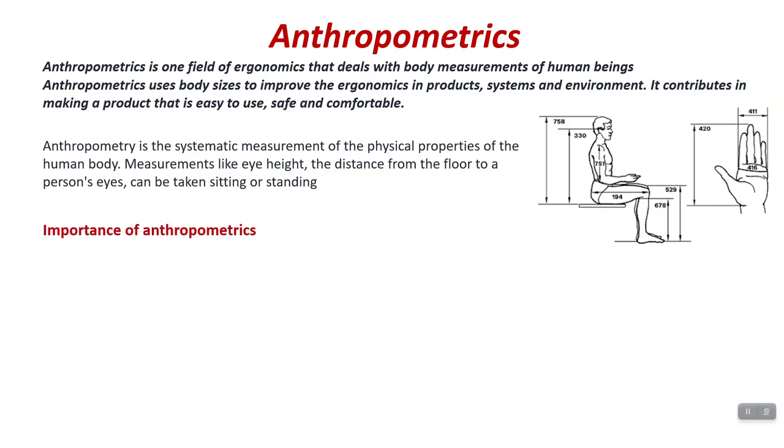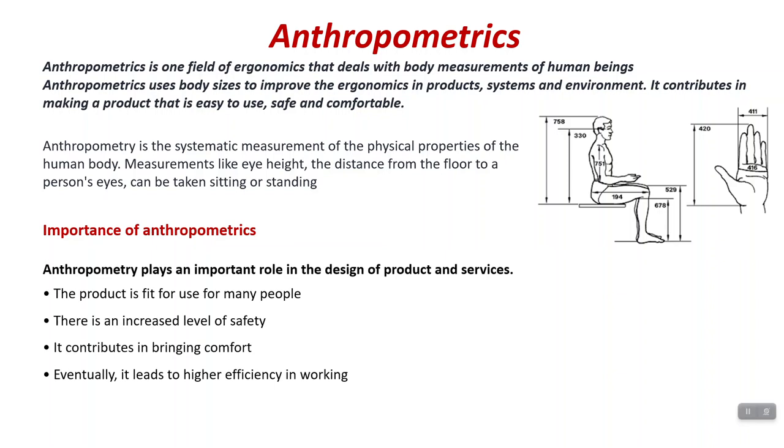So what is the importance of anthropometrics? So anthropometry plays an important role in the design of product and service, as we have seen. So the product is fit for use for many people. There is an increased level of safety when we apply anthropometric data. It contributes in bringing comfort to a product. Eventually, it leads to higher efficiency in work. So this is the importance of anthropometrics.